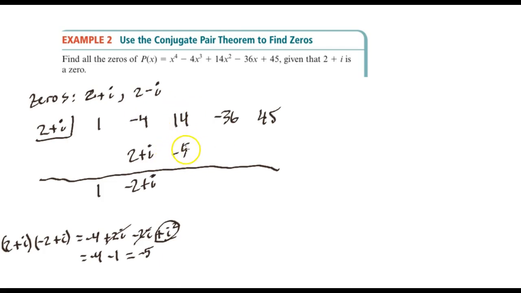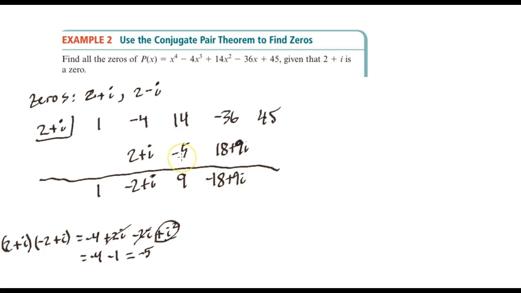Very good. 14 plus negative 5 is 9. And 9 times 2 plus i is 18 plus 9i. We have to remember to distribute 9 through and multiply by both of those terms. Okay, negative 36 plus 18 plus 9i, and that would give us negative 18 plus 9i.